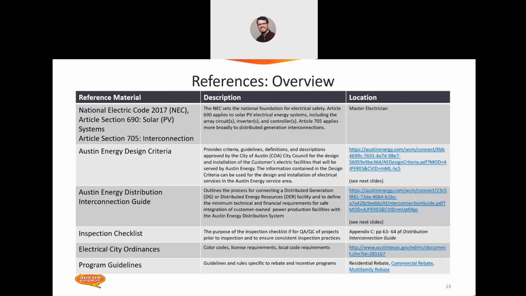The Austin Energy Design Criteria provides basically all of the criteria, guidelines, definitions, and descriptions approved by the City of Austin City Council for the design and the installation of the customer's electric facilities that will be served by Austin Energy. They can be used for the design and installation of all electrical services that are within the Austin Energy service area. I provided this hyperlink here for you in case you want quick access to that.